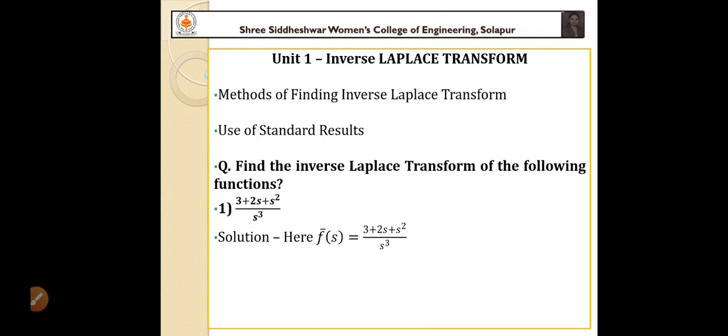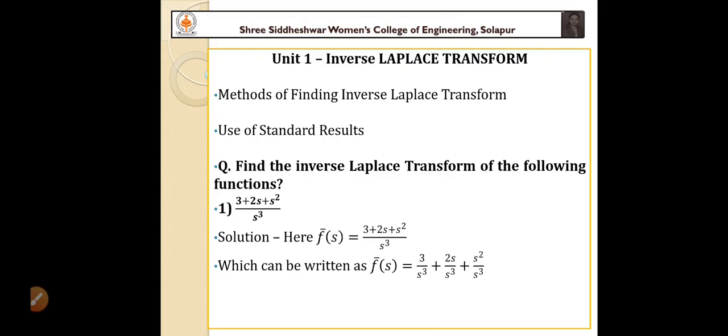Now here numerator contains 3 terms connected by plus sign and denominator contains only one term. So we can separate the denominator for all the 3 terms in the numerator. So we can write this f bar of s as 3 upon s cube plus 2s upon s cube plus s square upon s cube. So what we have done here? Here we have just separated the denominator for each and every term in the numerator, and surely the denominator will be the same, that is s cube.